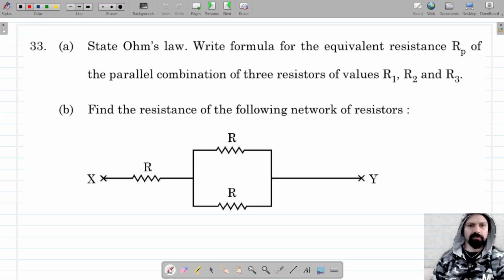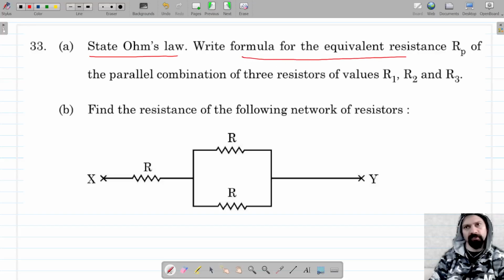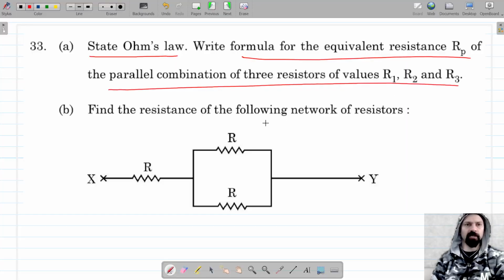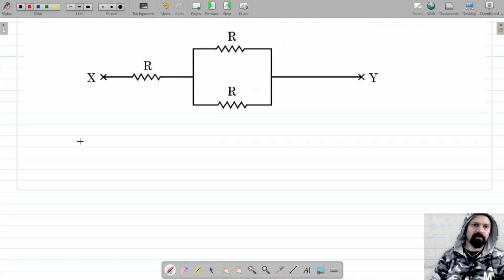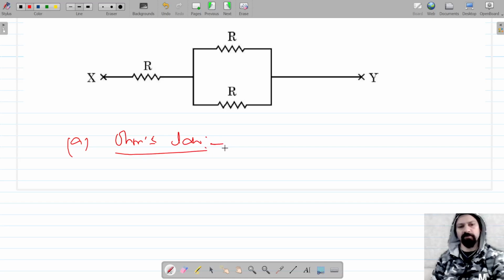Okay, for our next question, that is question number 33, we have to state Ohm's law, and we have to write the formula for equivalent resistance RP of the parallel combination of three resistors of values R1, R2, and R3. So what is Ohm's law? Ohm's law states that the potential difference across the ends of a conductor is directly proportional.